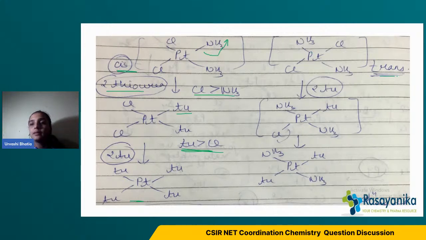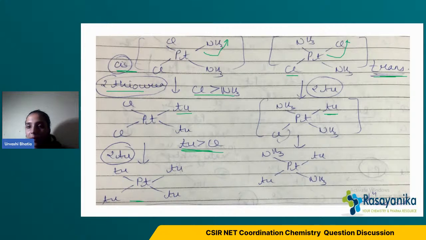Now, if we take the trans case, you can see that the trans effect of Cl is greater than ammonia. Now it has no option but to remove the ligand trans to it. So it will remove this Cl, and one thiourea is going to come up here, right?